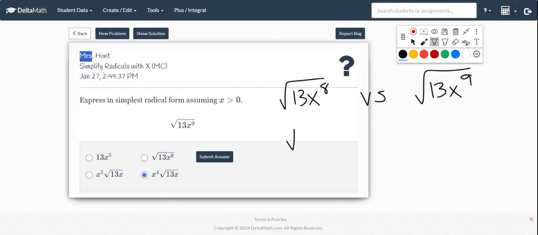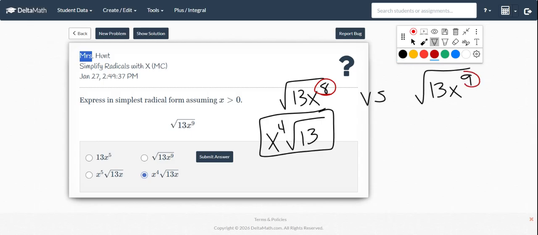Let's see. If it's x to the 8th, I know there are 4 pairs in 8. So I'm going to be taking out an x to the 4th, and that's my final answer. However, if the exponent is 9, I know that we're not going to have an even number of pairs. So I have to think, how many pairs are in 9? Drop it down to 8 so you can figure out that there are 4 pairs in 9. But remember that there's going to be 1 left over.